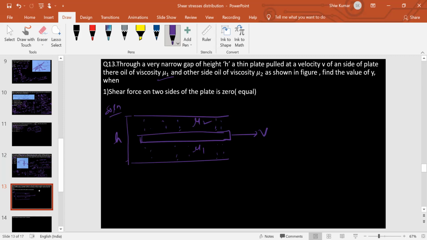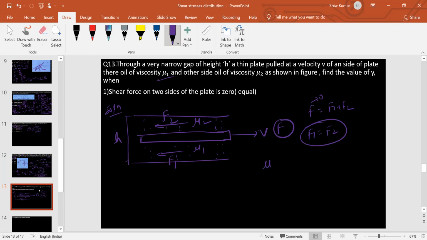If this plate is moving with velocity v, there must be some force. There is a shear force which will act just opposite to the motion. I am assuming F2 and F1, so F is equal to F1 plus F2. It says the shear force on the two sides of the plate is 0. It means F1 must be equal to F2. The shear forces must be equal.